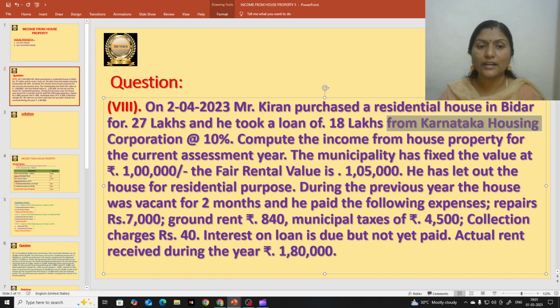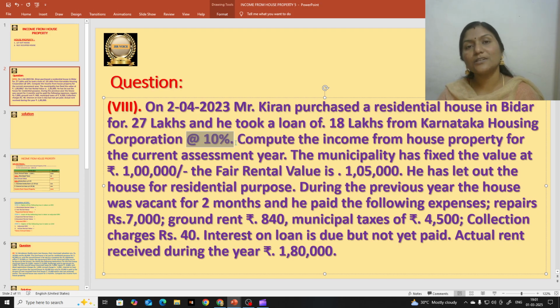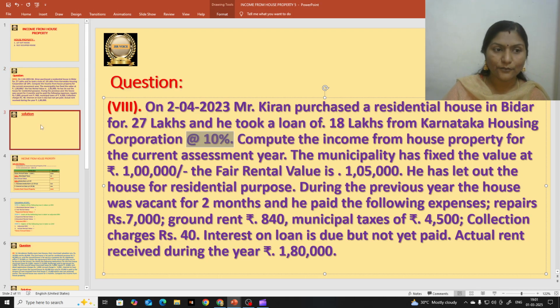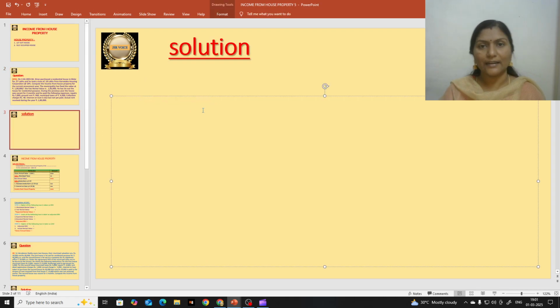What is the interest rate? 10%. 10% is the interest rate. We should calculate 10% on 18 lakhs, then we will get the interest on loan. Let us calculate that first. So here we will calculate in our solution box. First, understanding the question is very important, students. After that, we should take all the details we need for calculation in the solution first. Then we will calculate income from house property by drawing the pro forma. So let us take the details.